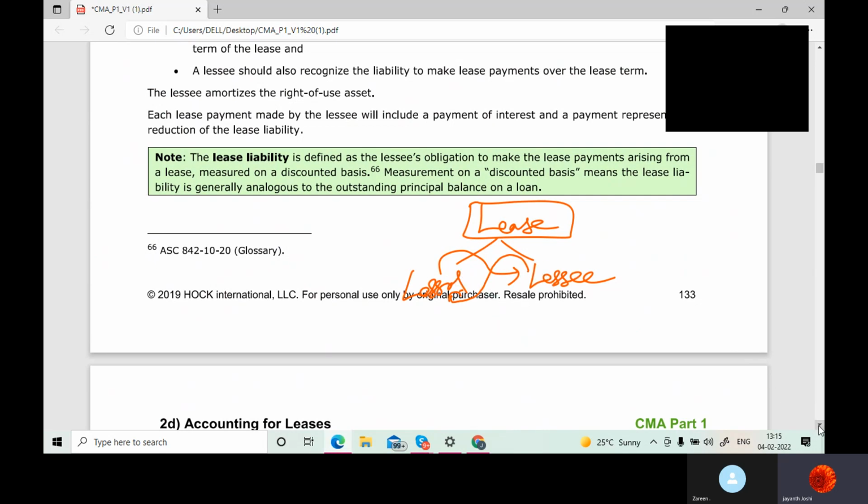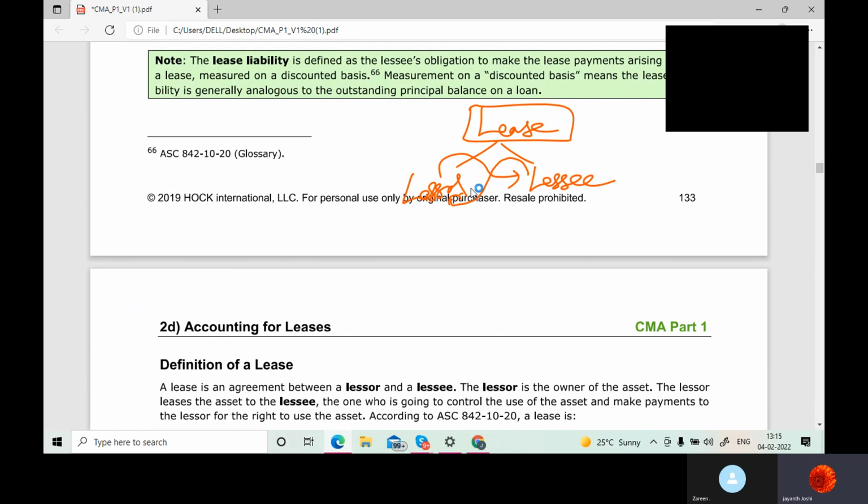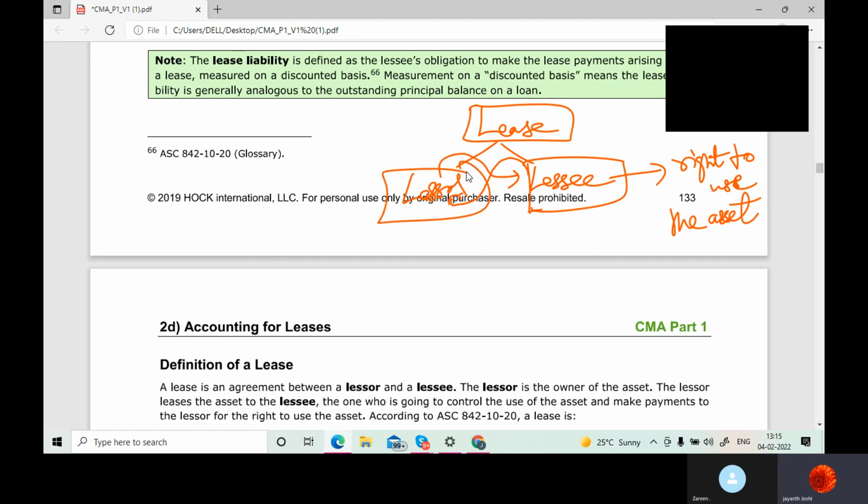Now this exchange of property is not exactly buying the property. With lease, the lessee has the right to use the property. What have I written? Right to use the asset. He is not the owner. Who is the owner? Lessor. But who has the right to use the asset? Lessee. And there are two types of leases: operating lease and finance lease.